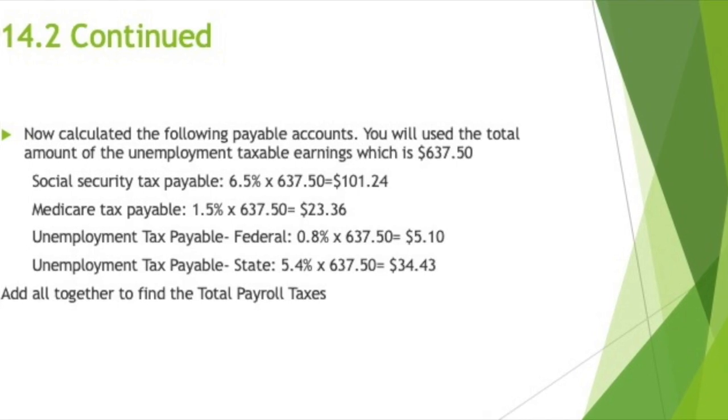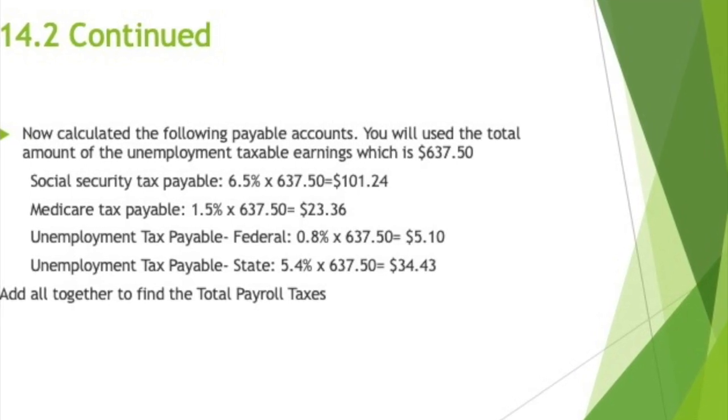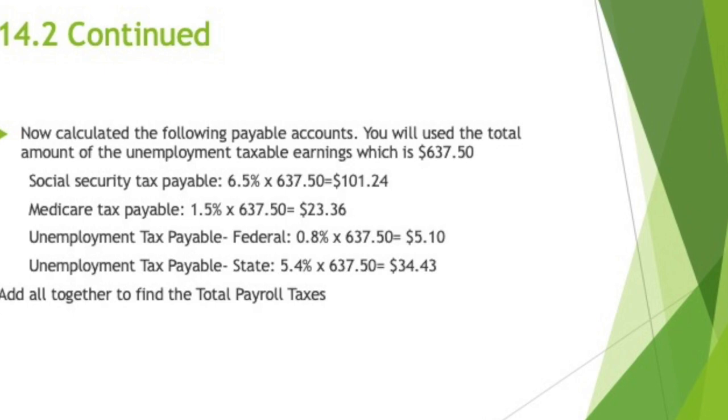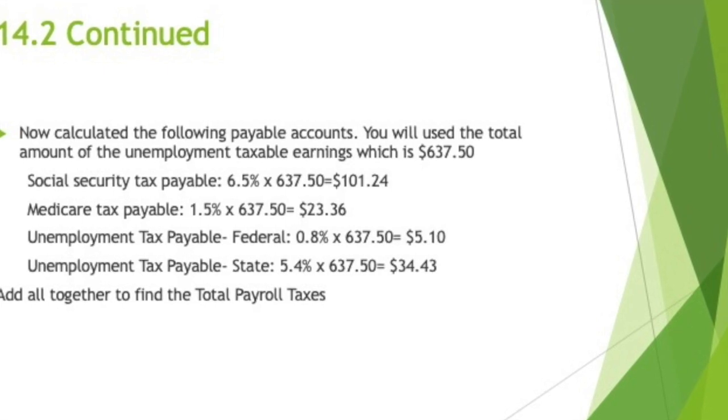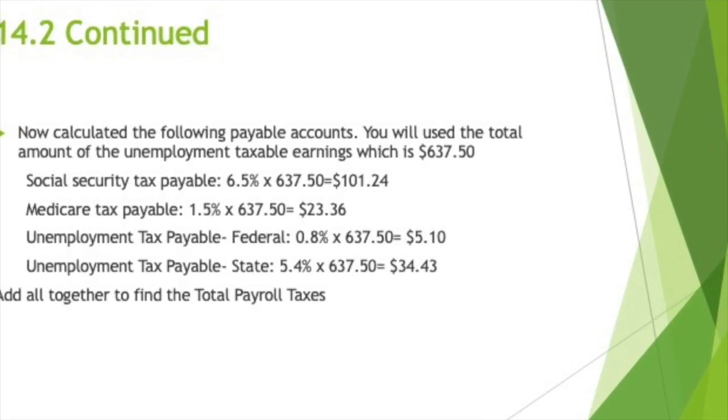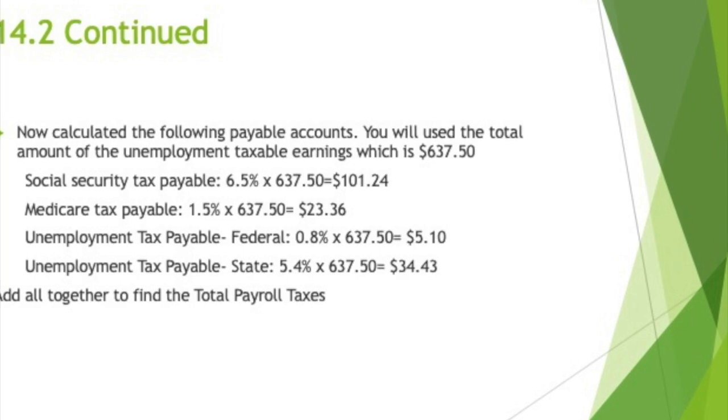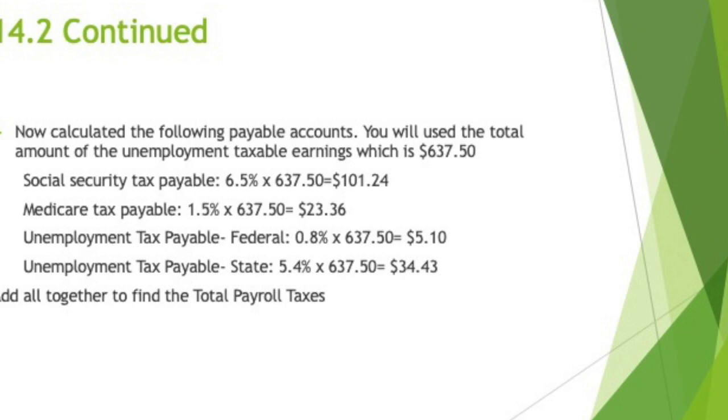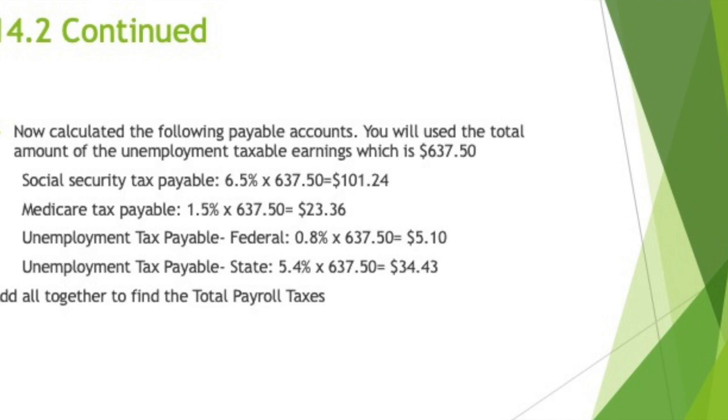After you've calculated all of those and put that in your worksheet, still up at the top, in the graphic organizer, what I would call it, you will calculate the total payroll taxes, which is the Medicare, unemployment, and Social Security added all together, which is $164.13.